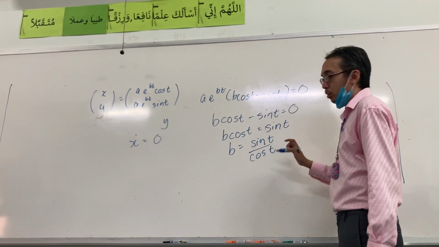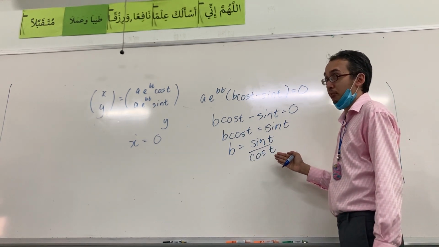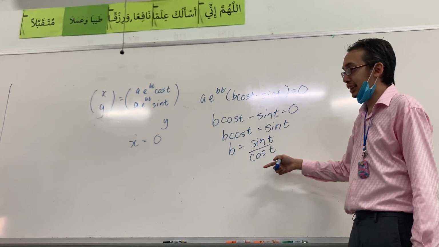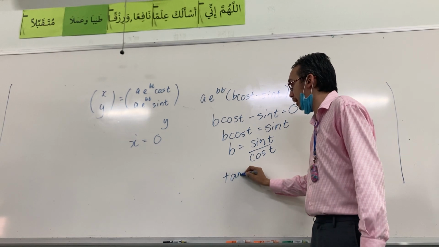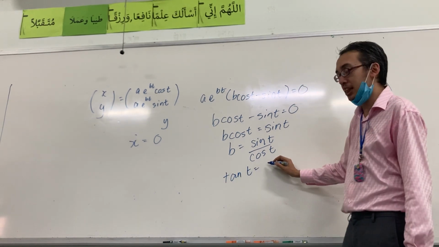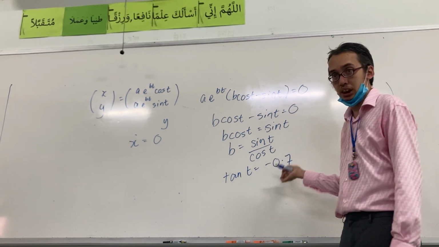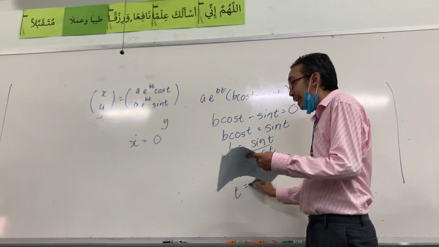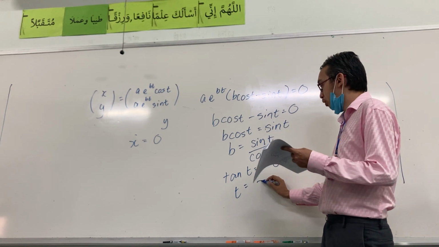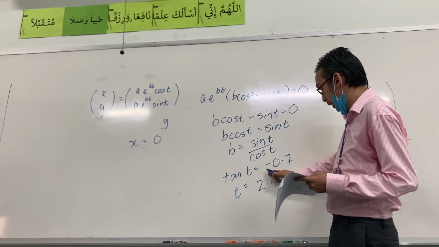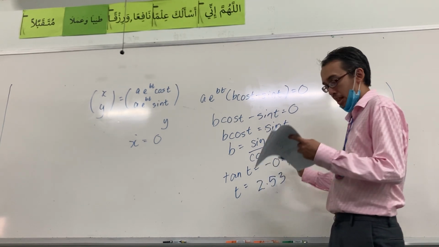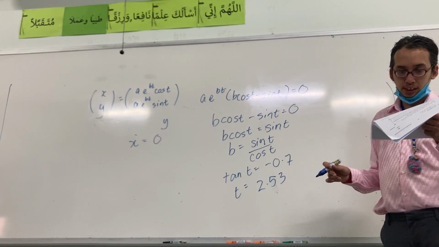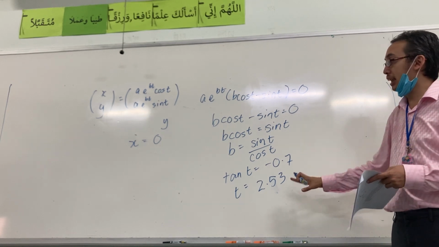If you know your Sec 4 A-Maths, sin t over cos t is tan t. So you are trying to solve tan t equals b. But b is negative 0.7. So you are trying to solve this. Your time in radian mode is 2.53. So we just get the time here.